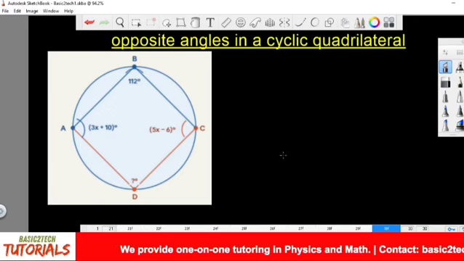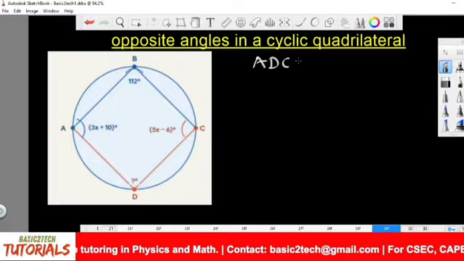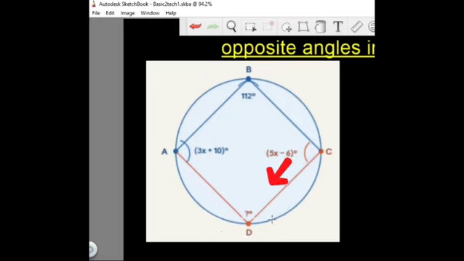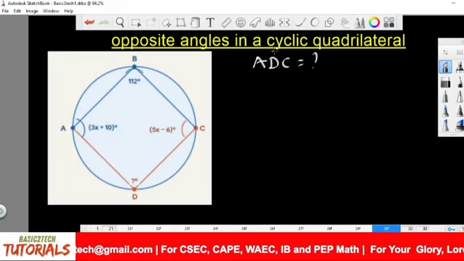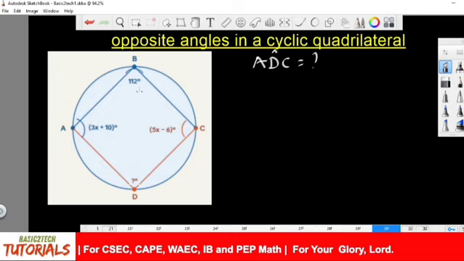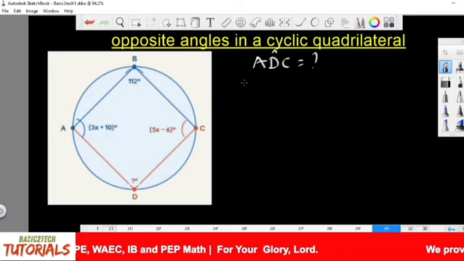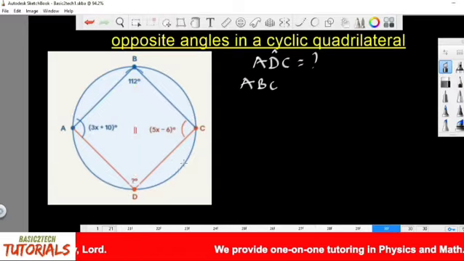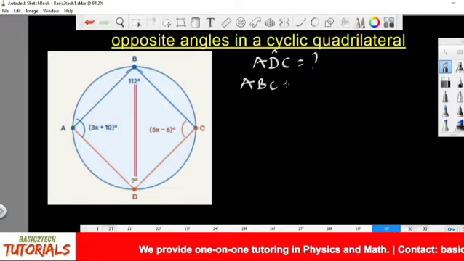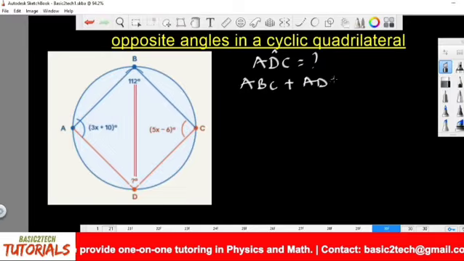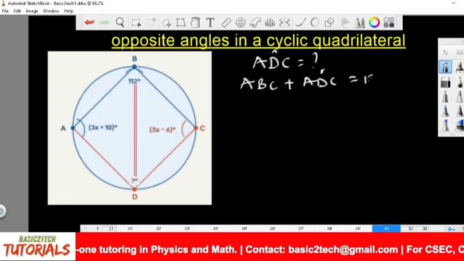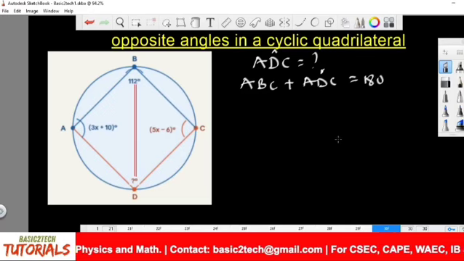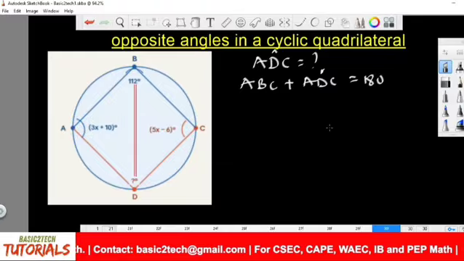For part B, we are asked to find angle ADC, which is angle ADC right here. Again, angle ABC is opposite to angle ADC. So angle ABC plus angle ADC will equal 180. Why? They are opposite angles in a cyclic quadrilateral.